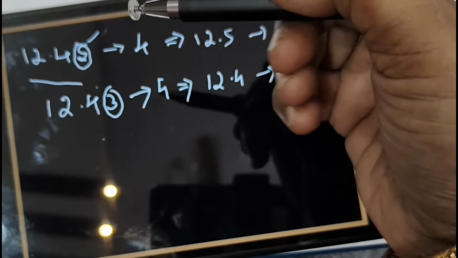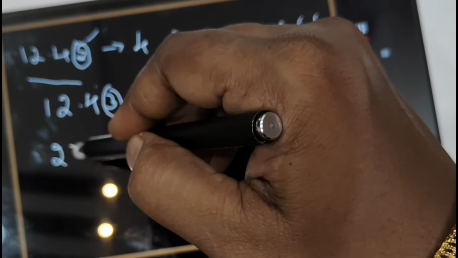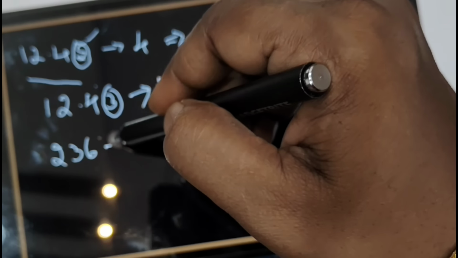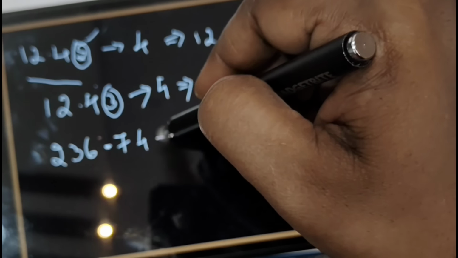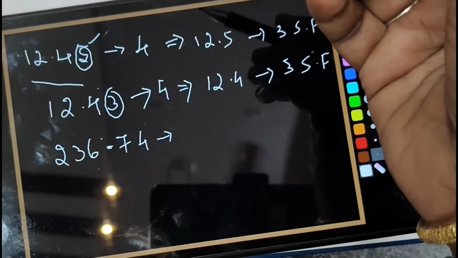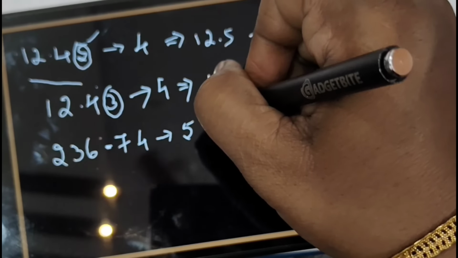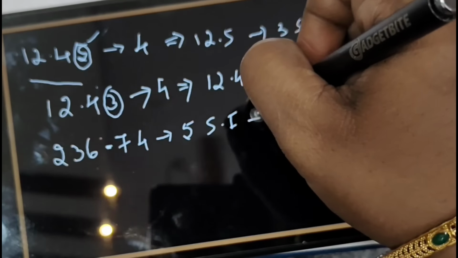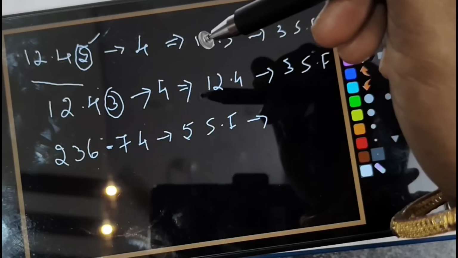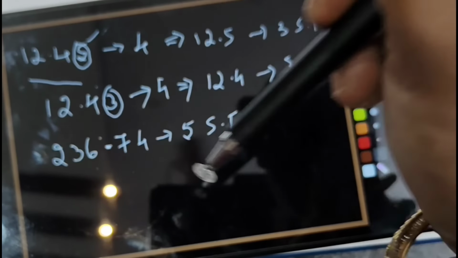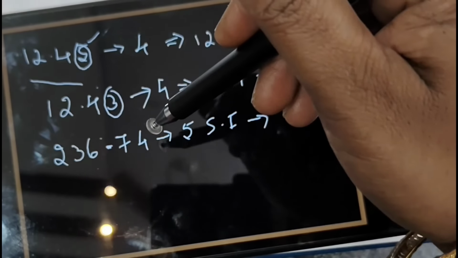Okay, another example I will give you. Suppose it is 236.74. Here, how many significant figures are there? There are 5 significant figures. Now the question is asked like, round off to 4 significant figures or 3 significant figures. Let us find out for 4 significant figures.